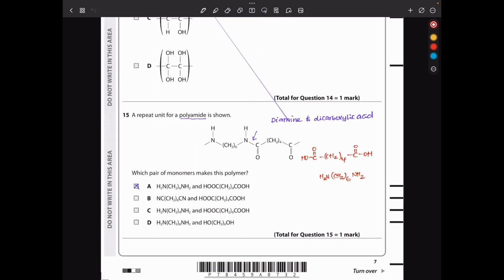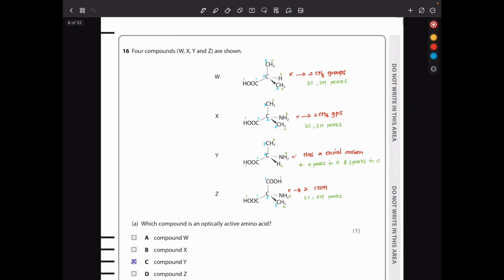In question 15, a repeat unit for a polyamide is shown, which is this one here. They say which pair of monomers makes this polymer. So the polymerization has taken place here as a condensation reaction between the NH2 here and the carboxylic acid. If I hydrolyze this, I'm going to create this and that. Therefore the answer is going to be A, since we see these are 4 and these are 6. The others do not match what I've created here, so A should be the answer.